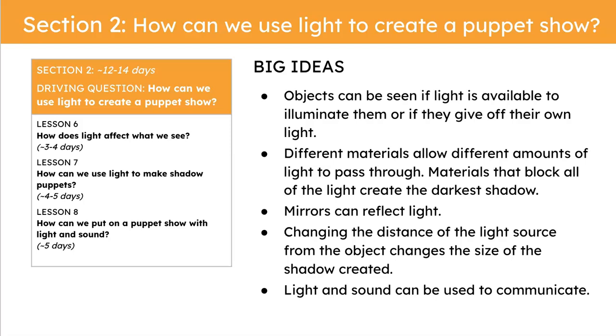Through the storyline of Section 2, students gain an understanding of these standards-based big ideas. Objects can be seen if light is available to illuminate them, or if they give off their own light. Different materials allow different amounts of light to pass through. Materials that block all of the light create the darkest shadow. Mirrors can reflect light. Changing the distance of the light source from the object changes the size of the shadow created. Light and sound can be used to communicate. Section 2 should take about 12 to 14 days to complete.